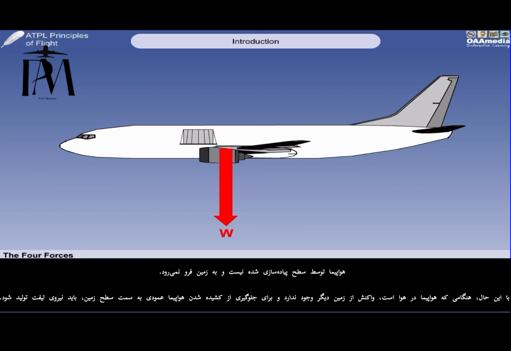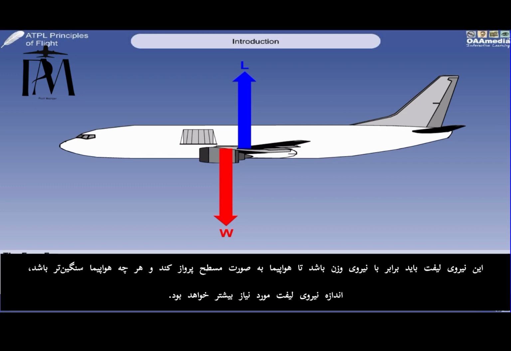However, when the aeroplane is in the air, the reaction from the ground is no longer present, and to prevent the aeroplane being pulled vertically down towards the Earth's surface, a force, lift, must be produced. This lift force must equal the force of weight if the aeroplane is to fly level. And the heavier the aeroplane, the greater the size of the required lift force.